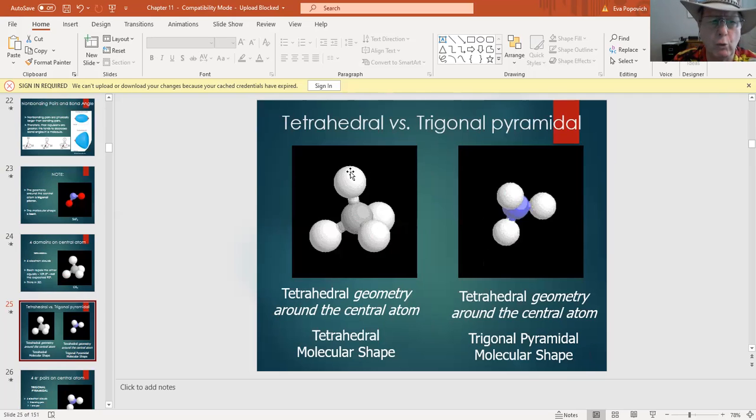Now, if I make one of those atoms into a lone pair, I go from a tetrahedron to having this 3-sided pyramid down here, which shape is a trigonal pyramid. Understand that the electron domain, the electron geometry for each of them is tetrahedron. The molecular shape is tetrahedron, trigonal pyramid.